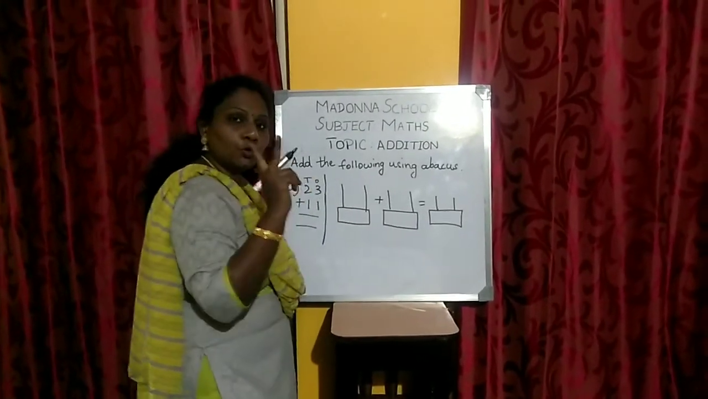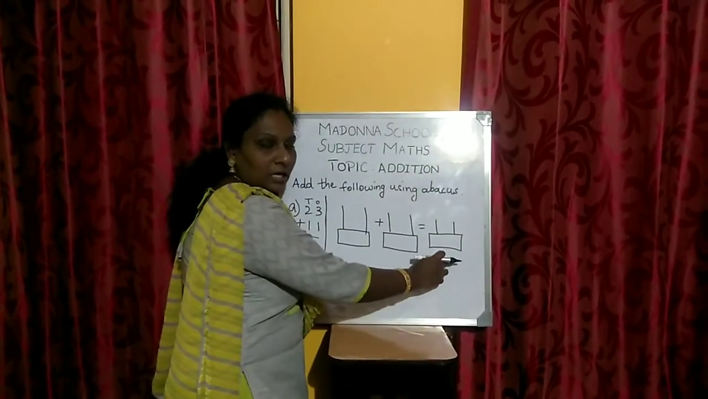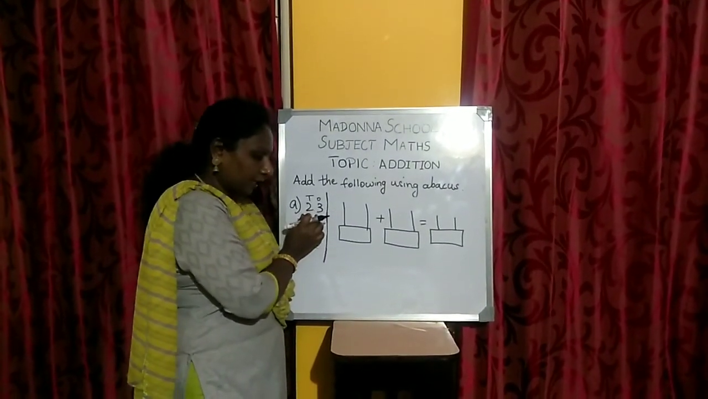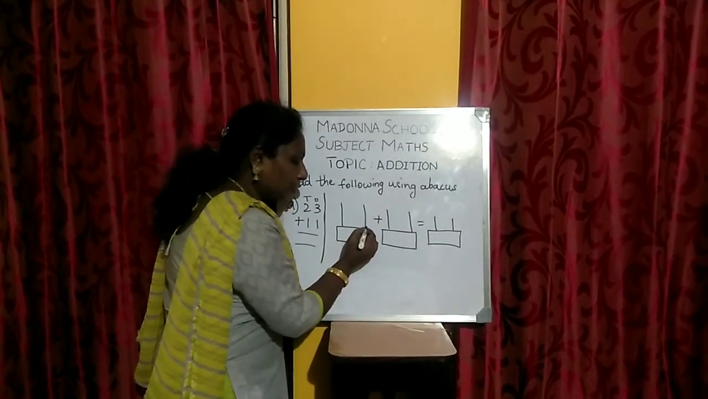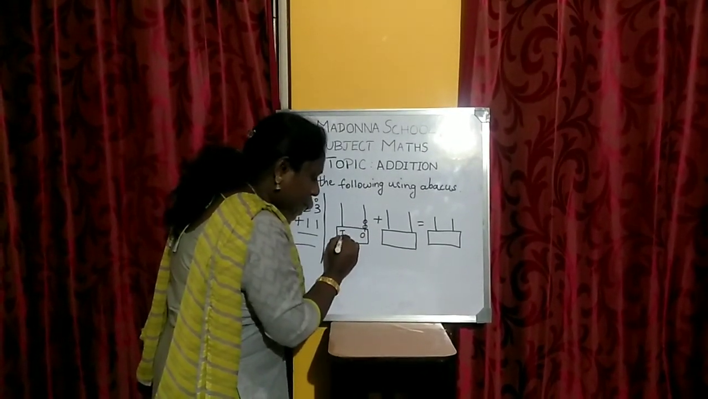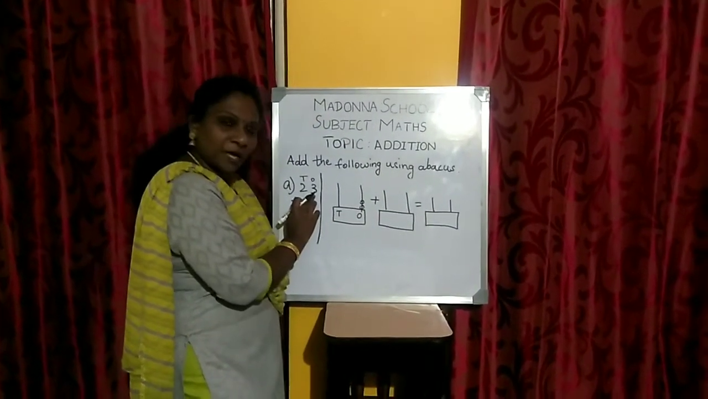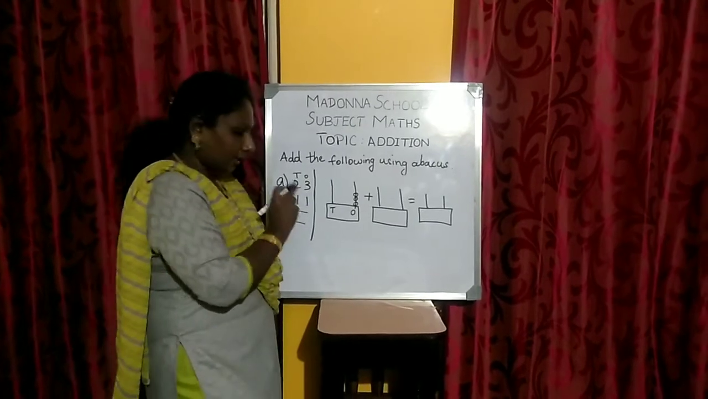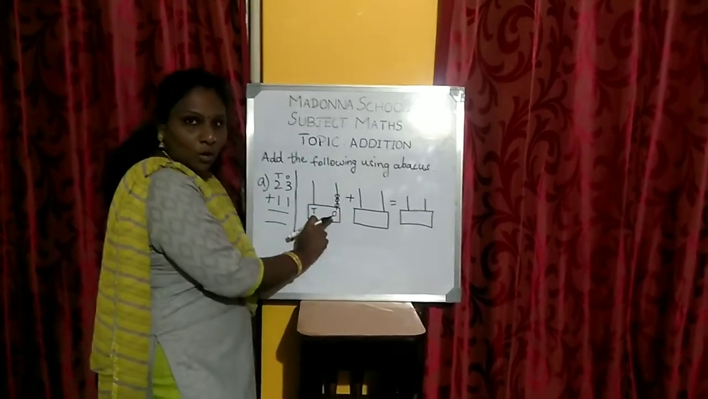So I have drawn here 2 abacus, 1 and 2, and this is for the answer, the sum. In the first number, what is the number, children? 23. So 3 is in ones place. What should you do? You should draw 3 beads in ones place. You can write here the place, ones and tens. Ones or units, both are the same. In ones place, what is the number? 3. So draw 3 beads.